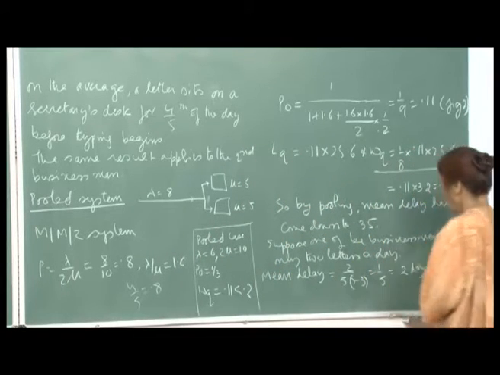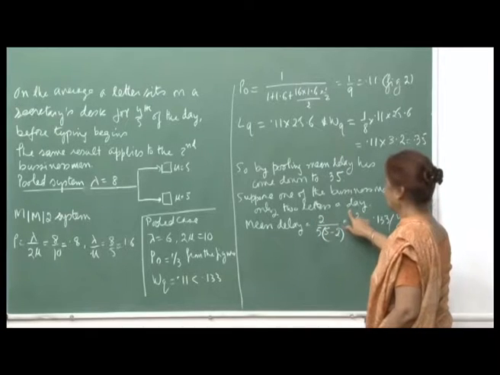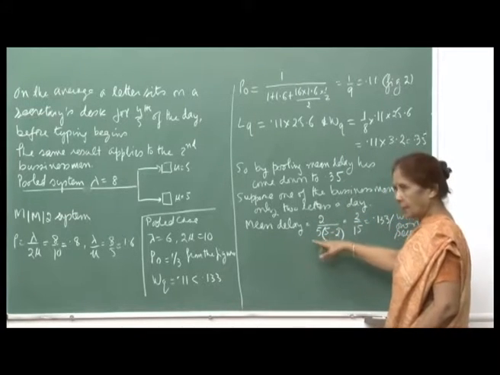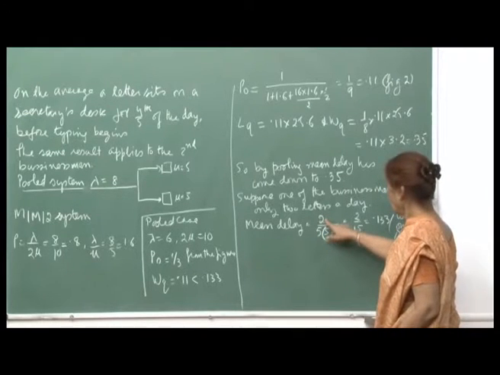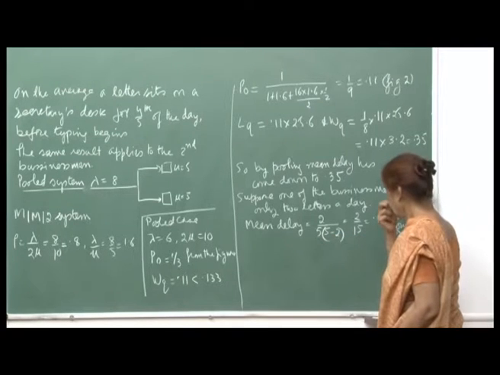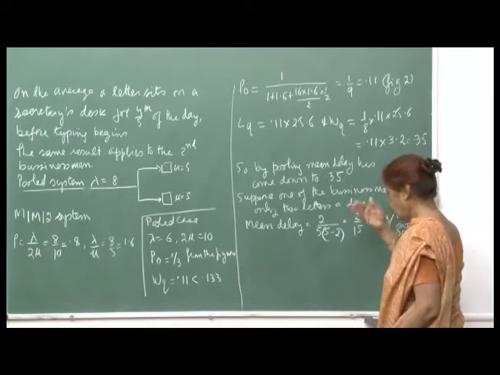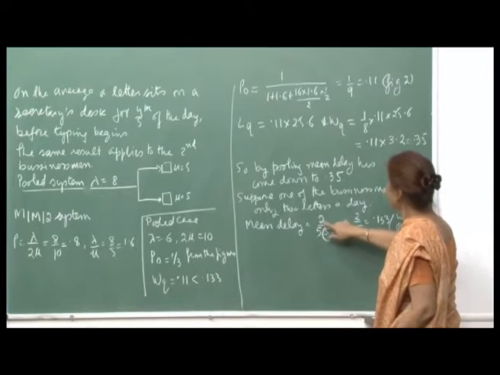Now, suppose one of the businessmen has only 2 letters a day, then the mean delay for the letter getting typed will be 2 upon, so this is the number of letters, mu upon lambda minus mu. Sorry, I have said it the wrong way. 2 is the number of letters that arrive per day.